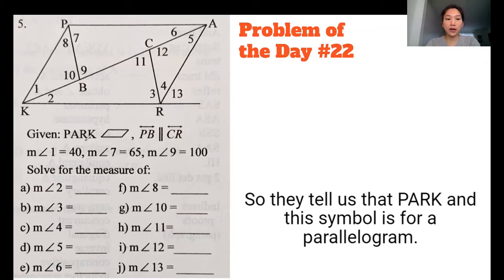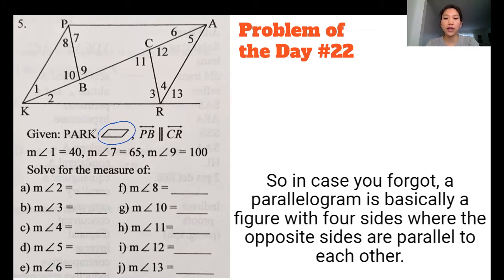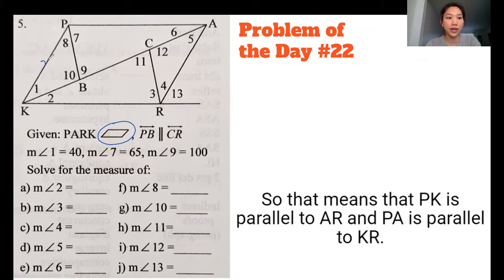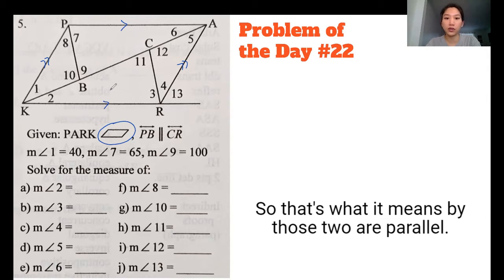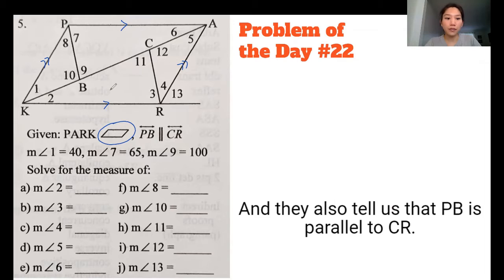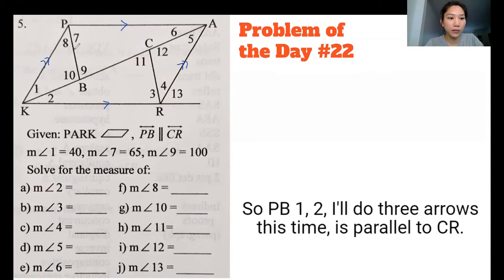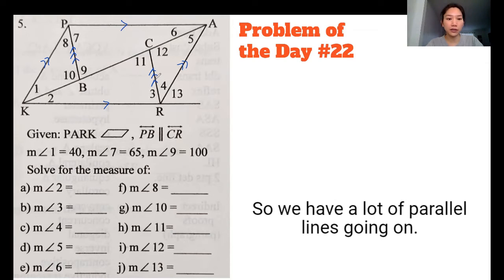So they tell us that PARK, and this symbol is for a parallelogram. In case you forgot, a parallelogram is basically a figure with four sides where the opposite sides are parallel to each other. So that means that PK is parallel to AR and PA is parallel to KR. So that's what it means by those two are parallel. And they also tell us that PB is parallel to CR. So PB, I'll do 3 arrows this time, is parallel to CR. So we have a lot of parallel lines going on.